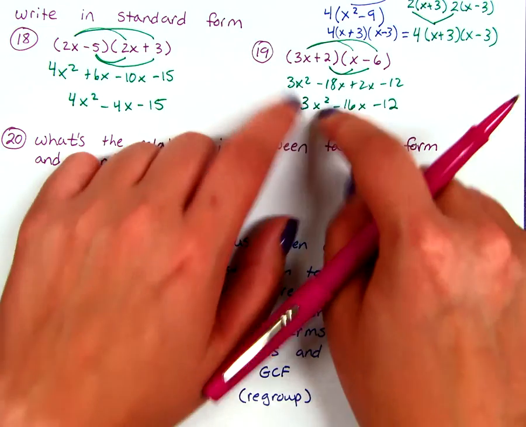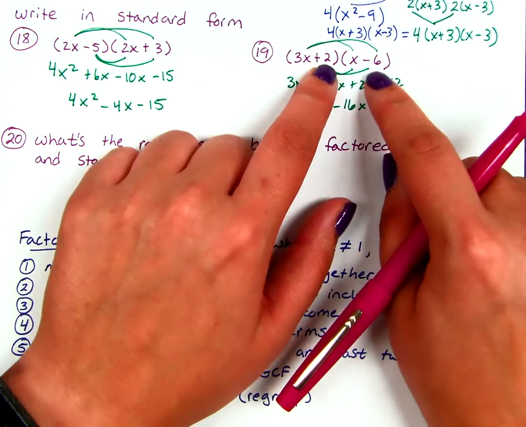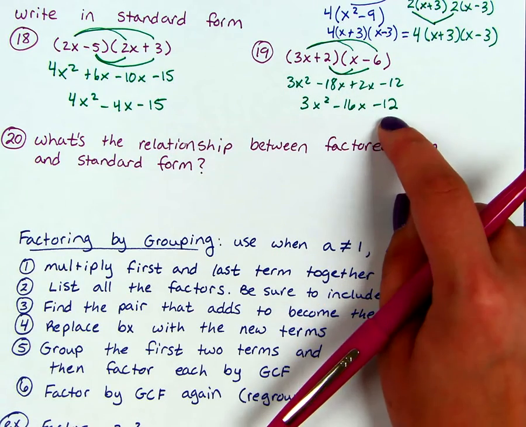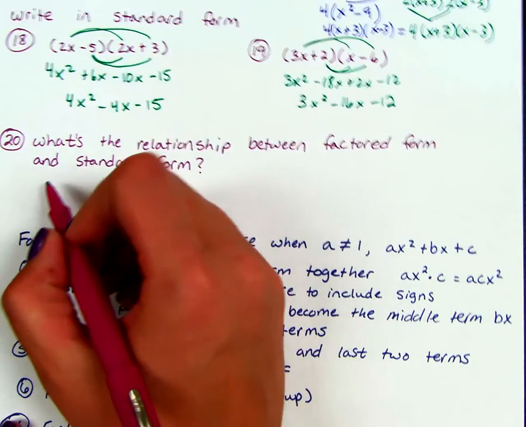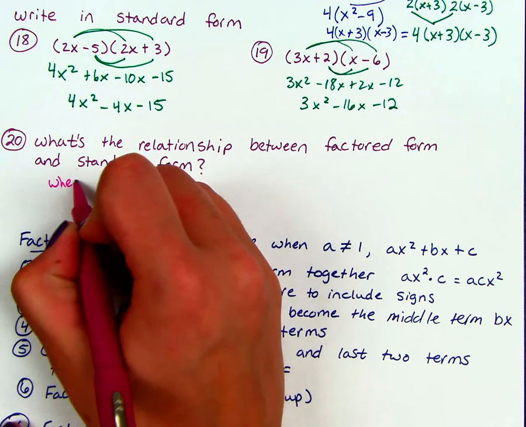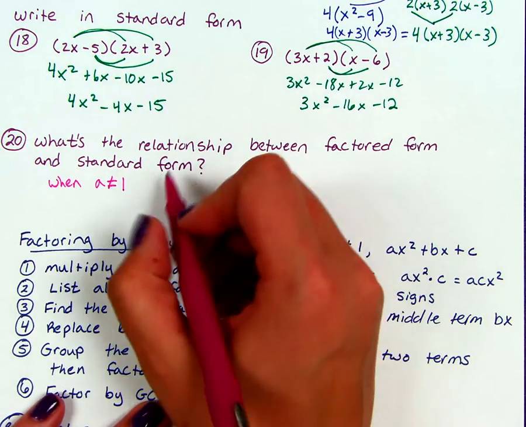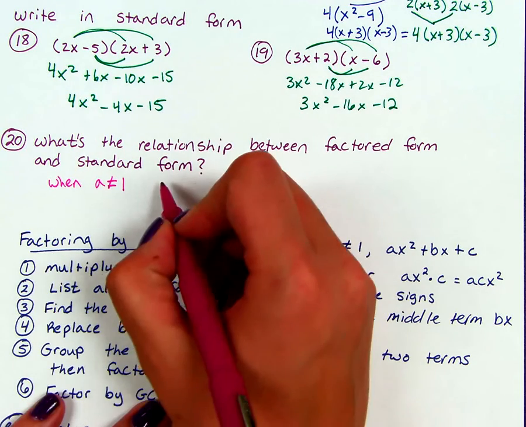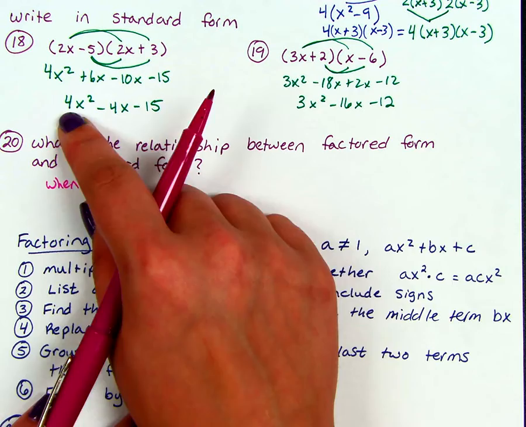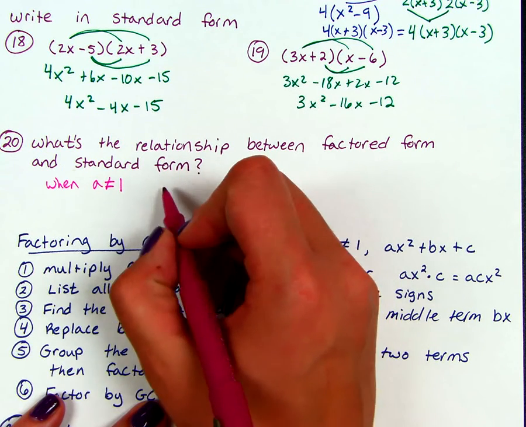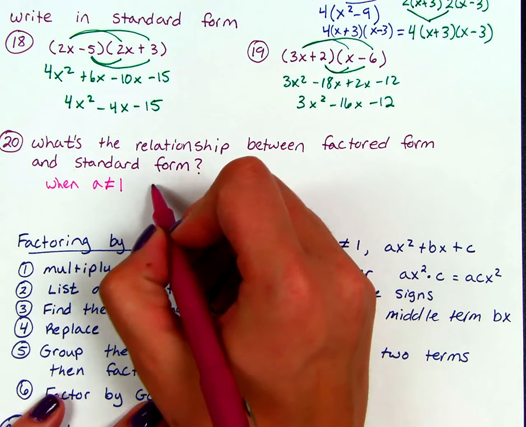Same thing on this one. 3 and 1 are factors of the first term, and then 2 and negative 6 are factors of the last term. So that's our relationship. Okay, so when A is not 1, in our factored form, we have 2 factors of A. So I'm going to say the first term in standard form.